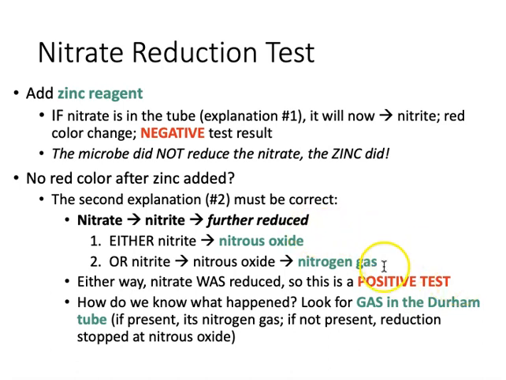How do we know which product was left behind? Well, we look for gas in the Durham tube. If there's a bubble of gas trapped in that upside down Durham tube, it's nitrogen gas. If there is no gas, the final product was nitrous oxide.